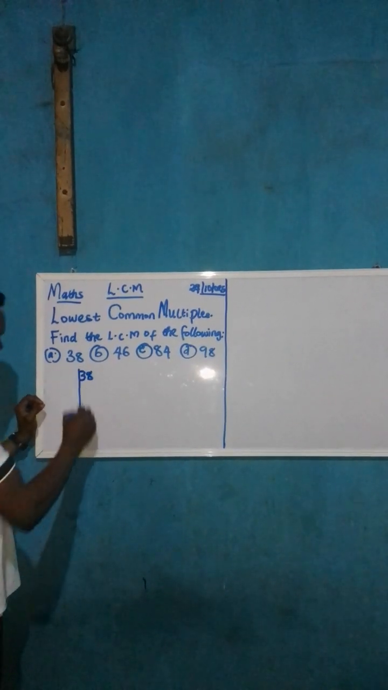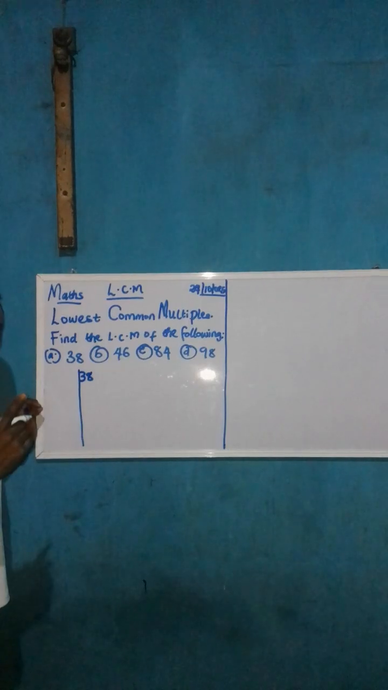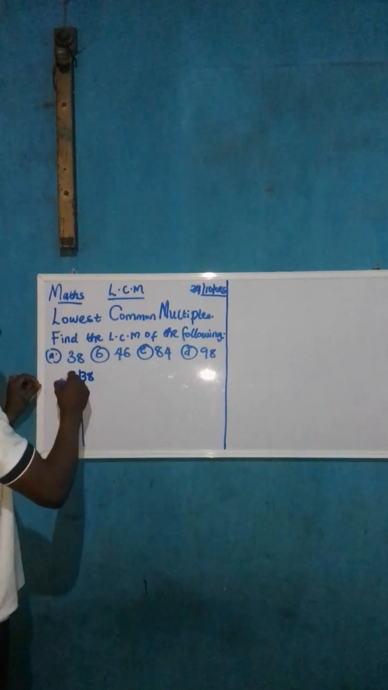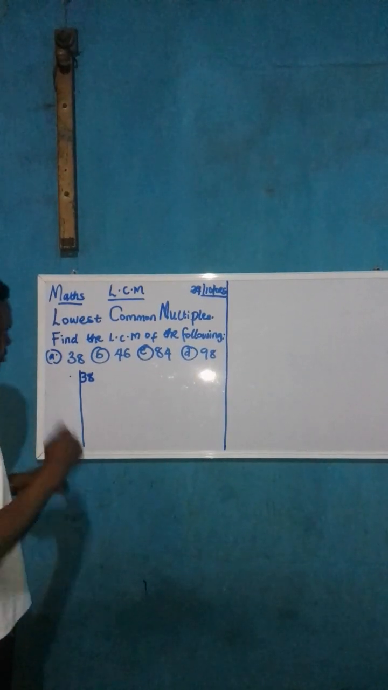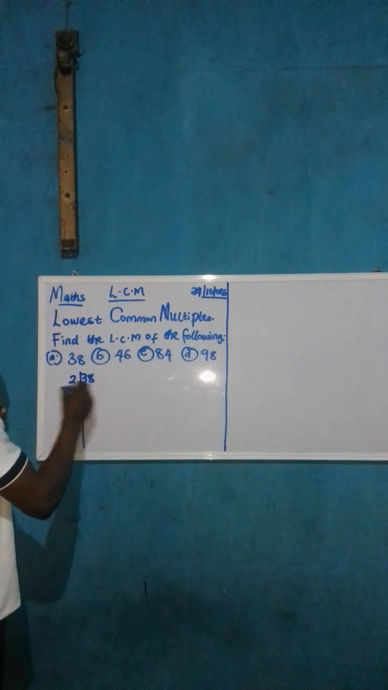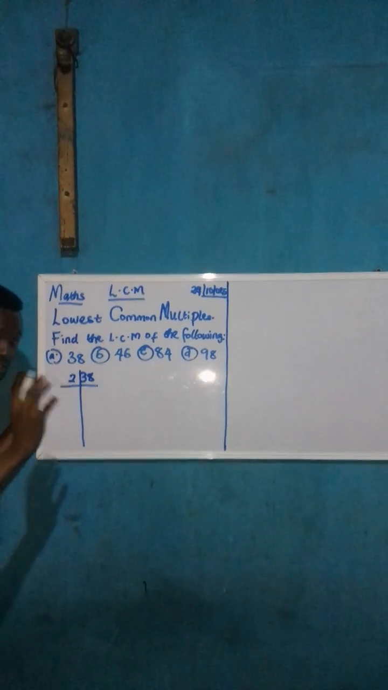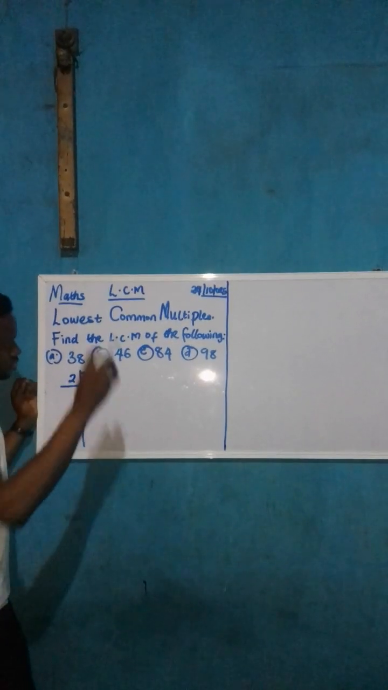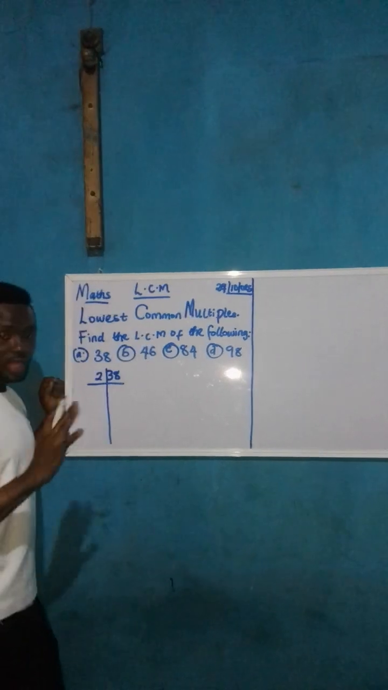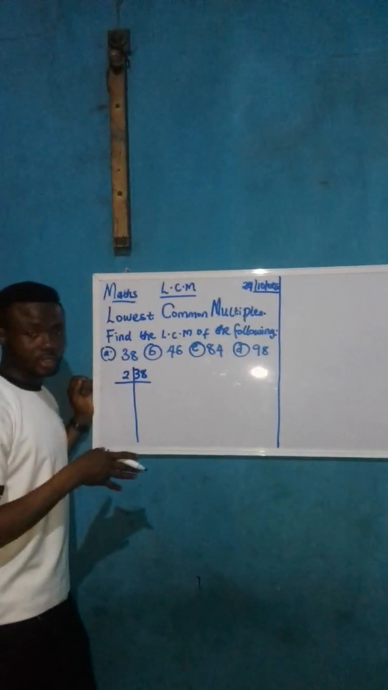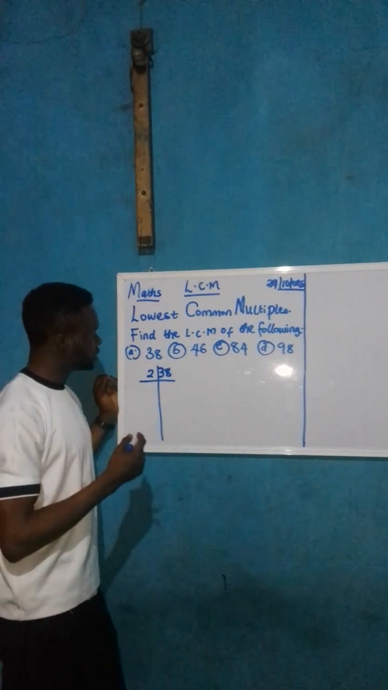Okay, 38, you use 2, okay? So 2 is the lowest multiple. You use 2. 2 can go in 38. Just pay attention to the way I'm going to do this. I'm not going to go the long way of doing LCM, like long division. But just study the way I'm going to do this.